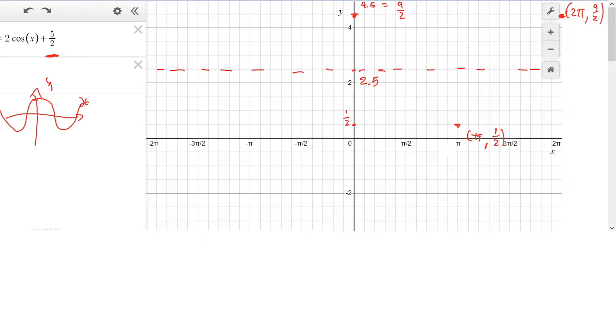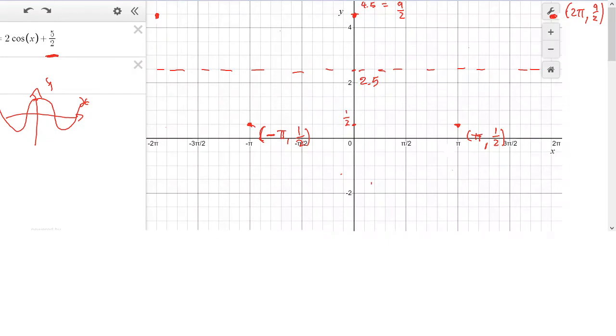At negative 2 pi, same deal. I'm going to say it's probably more like there. Just get rid of that and try to make it nice. So negative 2 pi, 9 on 2 as well. And at minus pi, it's also at a half. It's got a minimum there. So minus pi, a half.